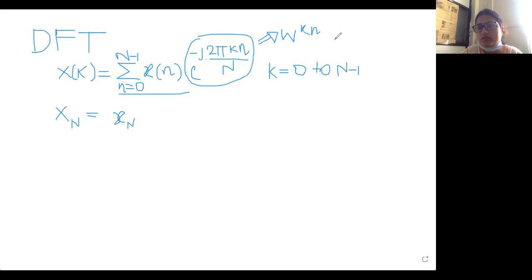What is the value of W? W is nothing but e raised to minus j 2 pi upon N. This is the value of W. So here we have represented this entire quantity using the twiddle factor W suffix N. Now we have derived the formula, represented the entire DFT formulation in terms of a matrix, and then we started the problem solution.